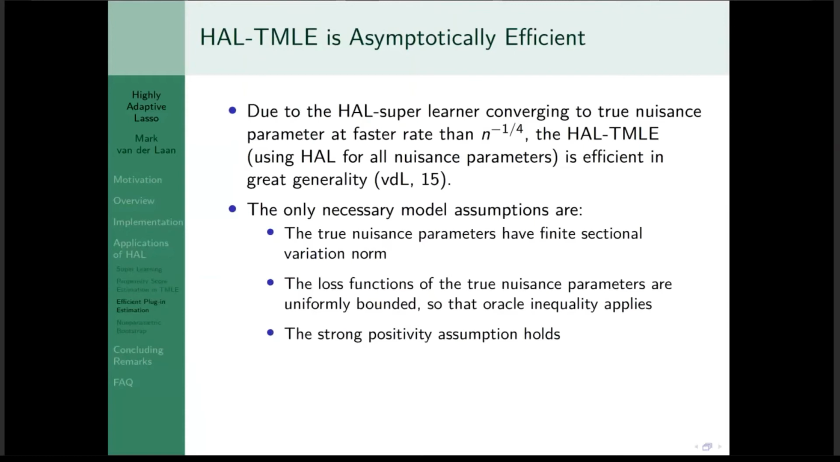And as a result, because of its properties, you can prove that if you use HAL for these nuisance functions, or a superlearner including the highly adaptive lasso, then you are guaranteed to be asymptotically efficient. The only assumptions being the positivity assumption, right? That there is support in the data, that things don't blow up in that sense, and that the true nuisance functions, the true outcome regressions, functions of the covariates and so on, and the treatment, are all cadlag, meaning right continuous with left-hand limits, and have a finite variation norm. Now that's really hardly an assumption. So in essence, it says it always will be asymptotically efficient.